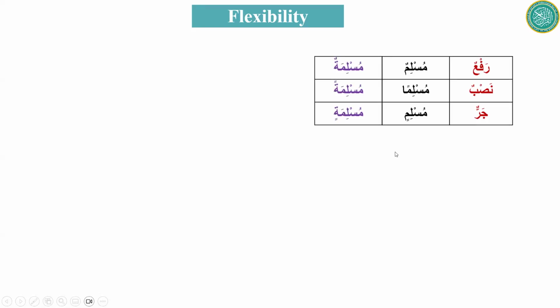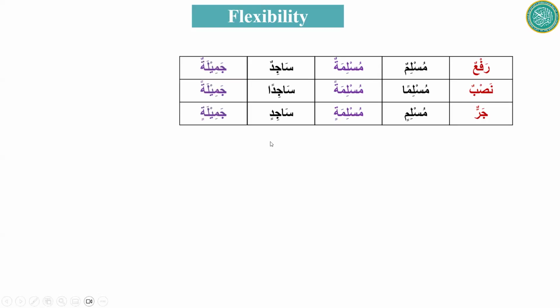Other examples could be muslimatun, muslimatan, muslimatin. Again, no problem in telling their status. So again, this is fully flexible. Sajidun, sajidan, sajidin, the one who prostrates, the one who does sajda. Again, no problem. Jamilatun, something feminine which is beautiful. Jamilatun, jamilatan, jamilatin. Again, no problem in telling the status, because the status is very clear when we look at the last letter and the haraka on it.